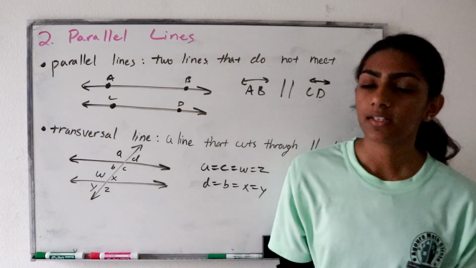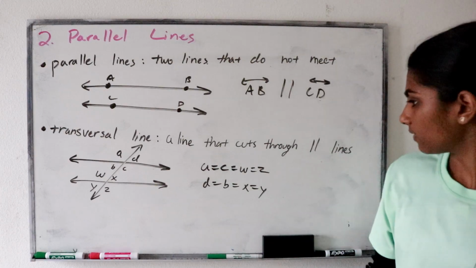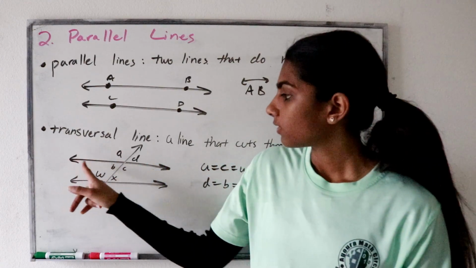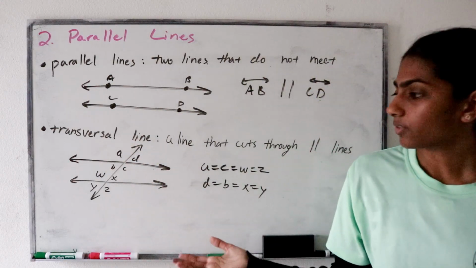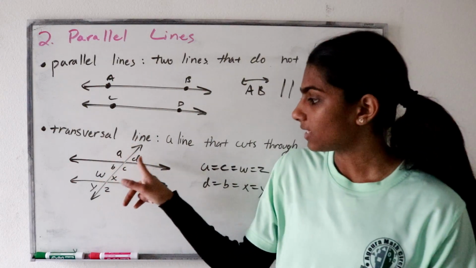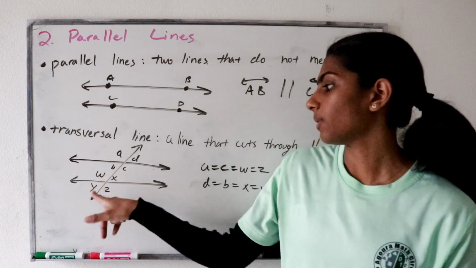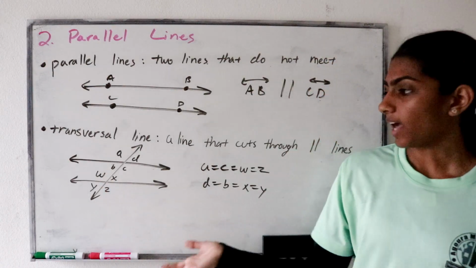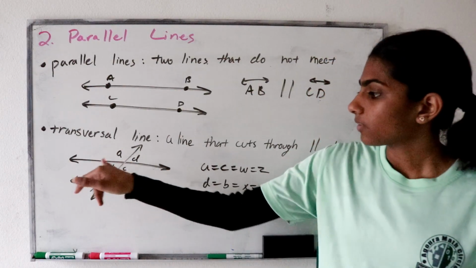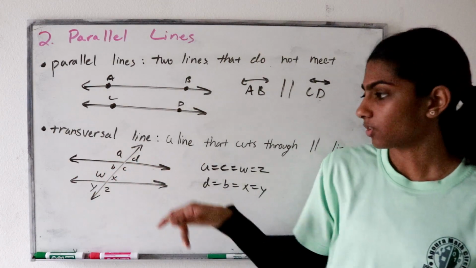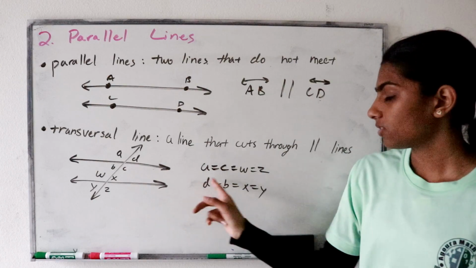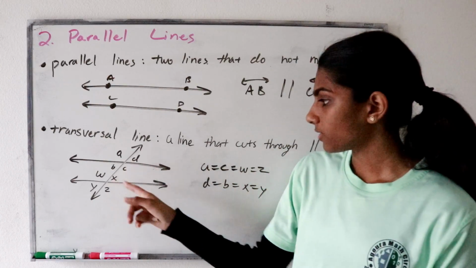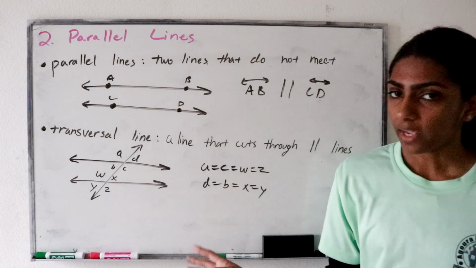So a transversal line is a line that cuts through parallel lines. So if you see right here, this line right here is being cut through by this line. And the resulting angles are right here. We have A, D, B, C, and then we have W, X, Y, Z. Now a really cool fact is that these angles are always going to be the same measure. A is always going to equal C, and W is always going to equal Z. And these are all going to equal each other. And then D is always going to equal B, and X is always going to equal Y.